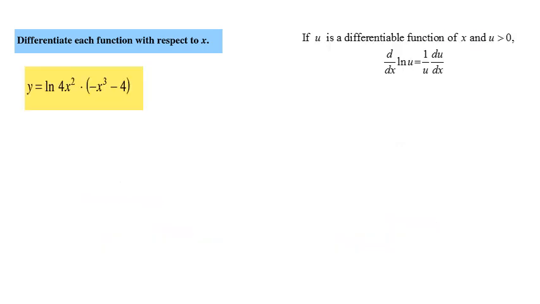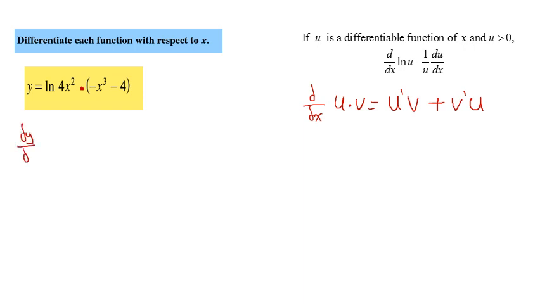Question number 5. Differentiate each of the following with respect to x. y is equal to ln of 4x squared multiplied by negative x to the power of 3 minus 4. So we can see that it's a product rule, and the derivative of a product is equal to the derivative of the first multiplied by the second plus the derivative of the second multiplied by the first.